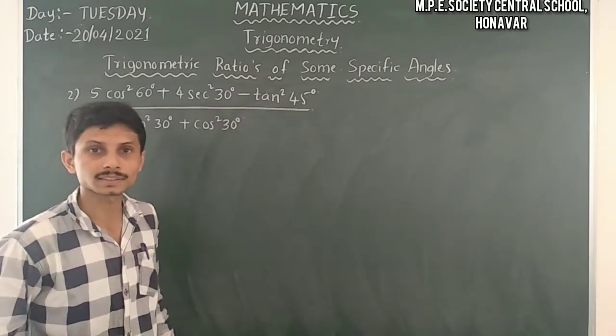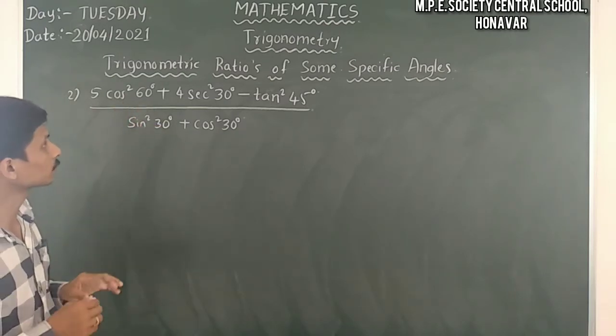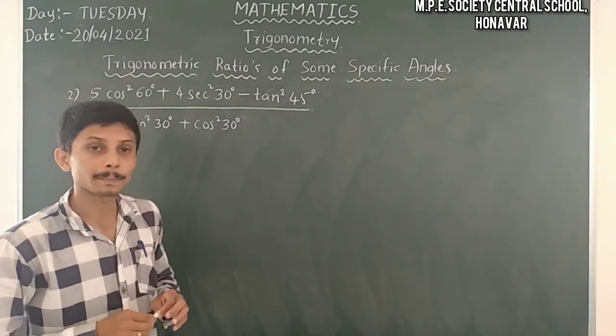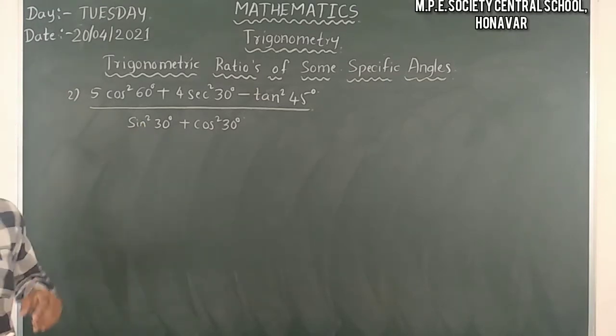So let us take this problem here. Just observe: 5 cos square 60 degree plus 4 secant square 30 degree minus tan square 45 degree, divided by sin square 30 degree plus cos square 30 degree.